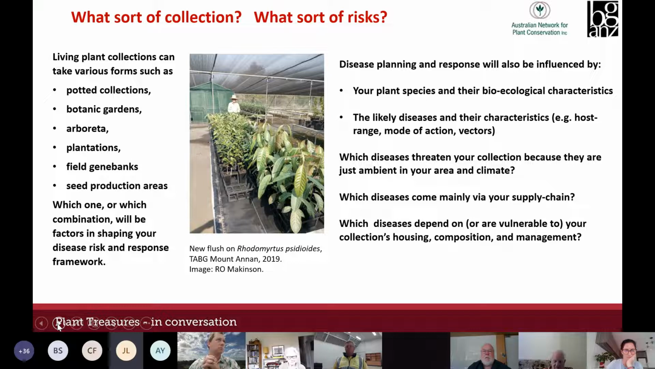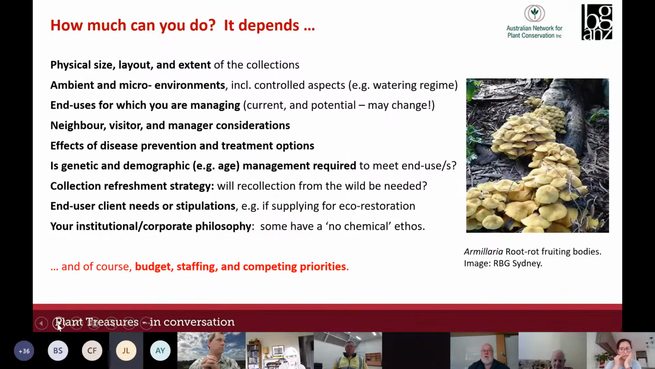Next slide, please. How much you can do, of course, depends very much on budget, staffing, and competing priorities. But within that ambit, what you can do is going to relate back to those characteristics we just looked at about physical size, layout, extent of the collections, and composition of the collections, the ambient environment, and the end-use goals that you have. But there are other things like neighbour, visitor, manager, meaning your line manager considerations.